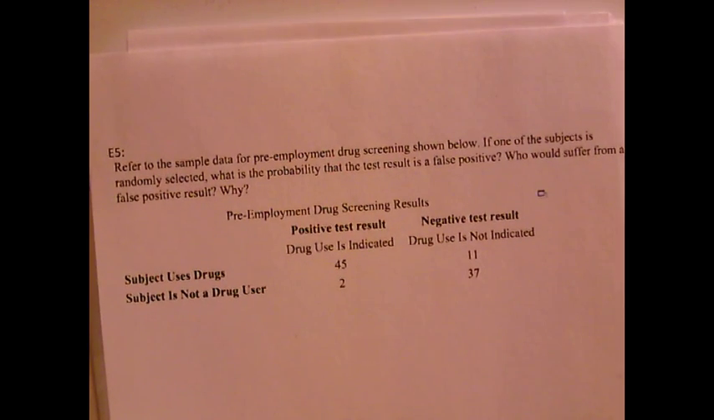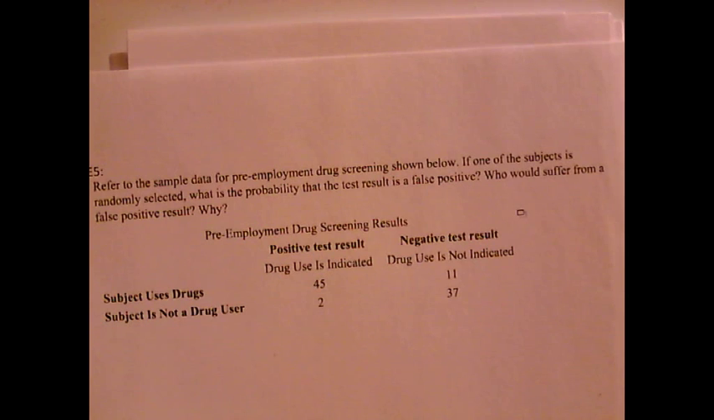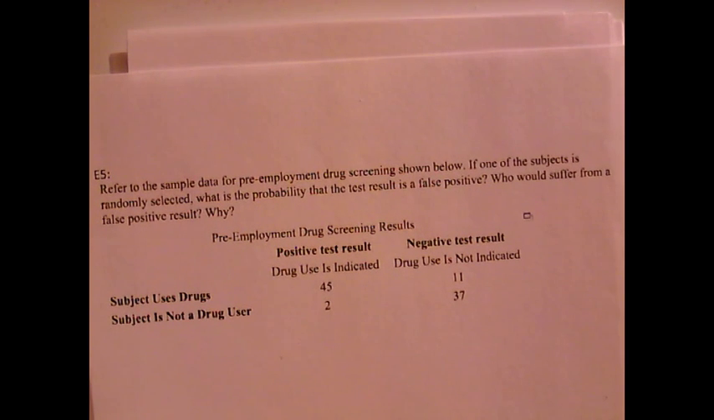All right, here's some additional examples. Now let's say you had a situation like this. Refer to the sample data for pre-employment drug screening shown below. If one of the subjects is randomly selected, what is the probability that the test result is a false positive? And who would suffer from a false positive result? And why? Okay, so here's what the table looks like.